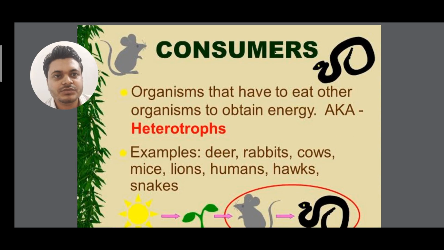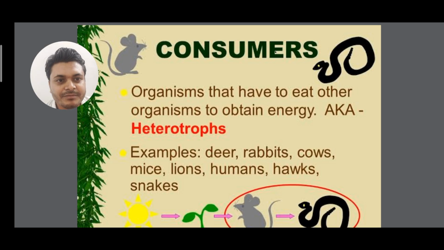Now consumers. Under consumers we have studied, isn't it? Herbivores, carnivores, and omnivores. So consumers means those who have to eat other organisms to obtain energy. Understood? Like herbivores, they cannot prepare their own food. They have to eat the herbs, isn't it? So examples: deer, rabbit, cow, mice, lion, human, hawk, snake, isn't it? They are consumers. Clear? Consumers include all herbivores, carnivores, and omnivores.